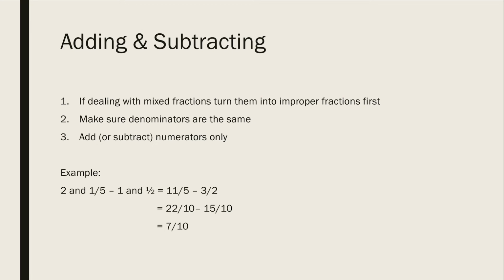So here's an example. Let's say we had to calculate 2 1/5 minus 1 1/2. 2 1/5 becomes 11 over 5 as an improper fraction, and 1 1/2 becomes 3 over 2. We can simplify this with the same denominator. So 22 over 10 minus 15 over 10. And so 22 minus 15 is 7. So we keep the same denominator, but just change the top. So the final answer is 7 over 10.